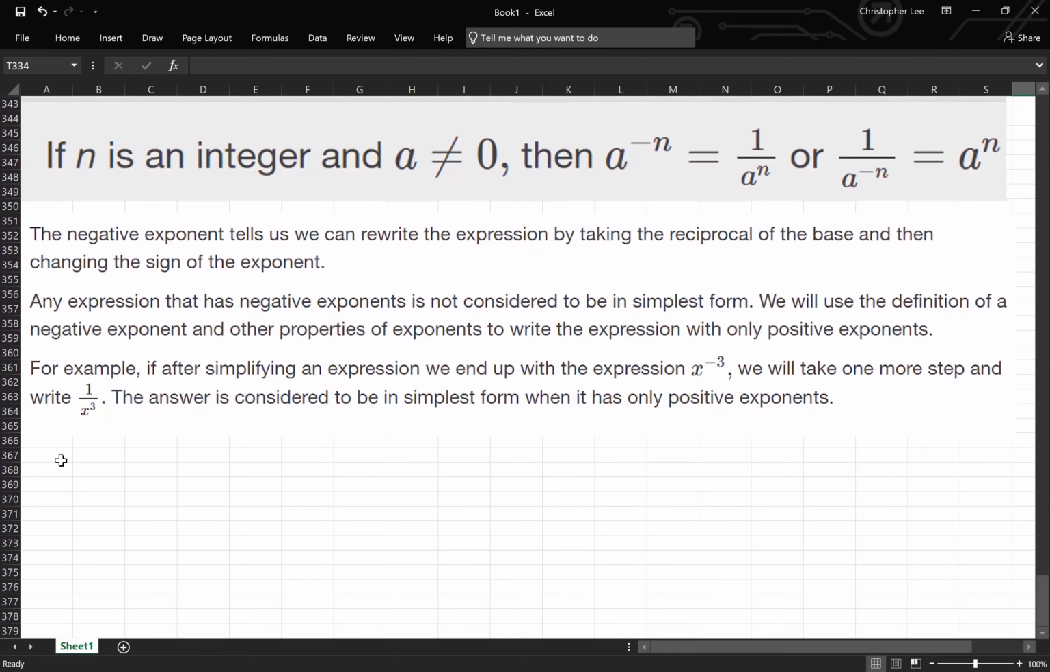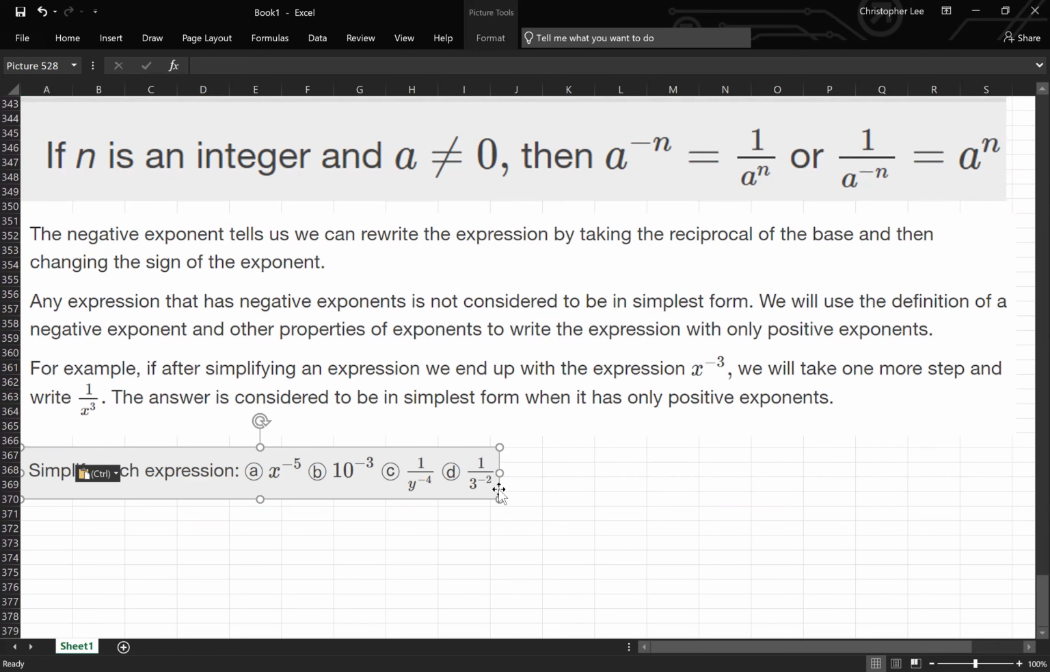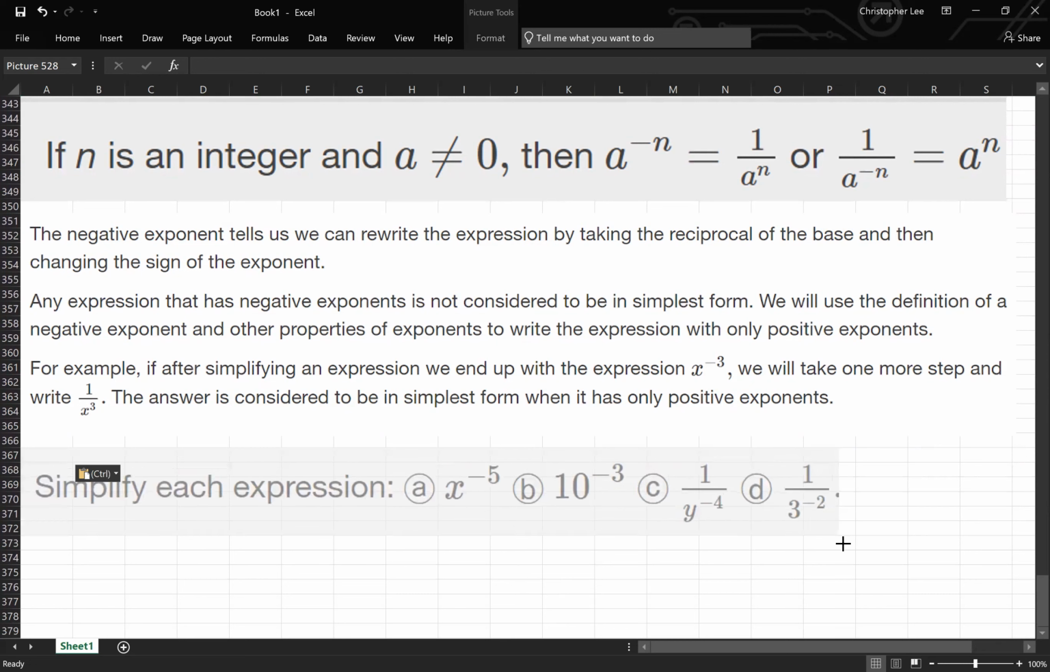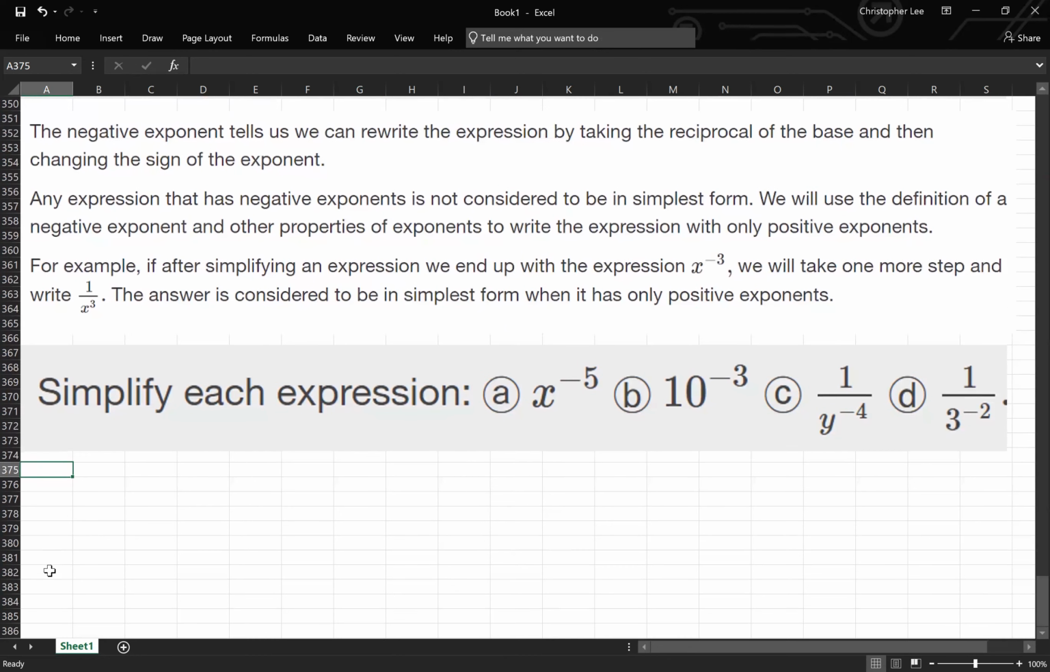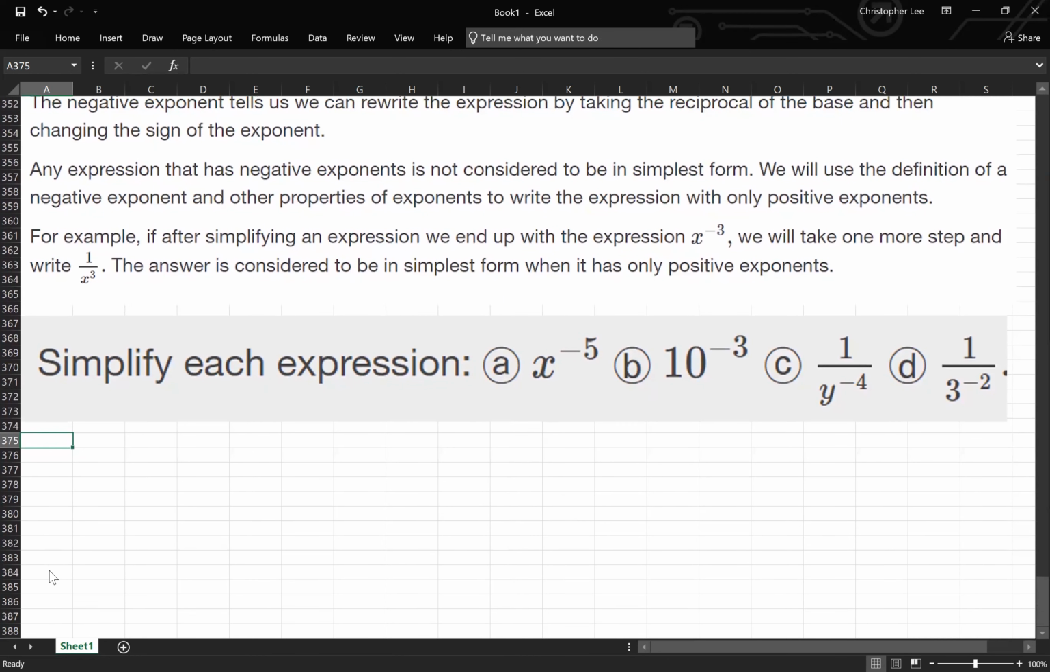All right, let's try this out. So for A, I got x to the negative fifth power. It's not in simplest form. So what am I going to do? Throw it in the denominator, make it positive. So this is 1 over x to the fifth, and I'm done. Questions on that?